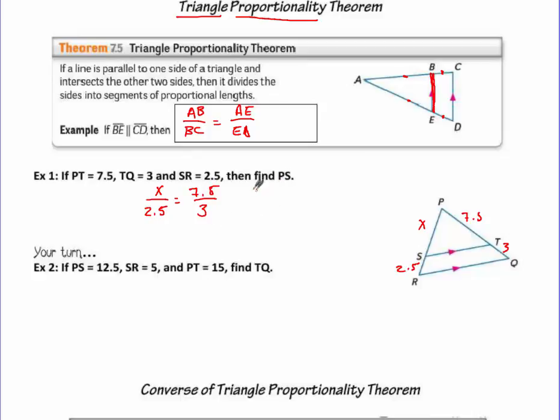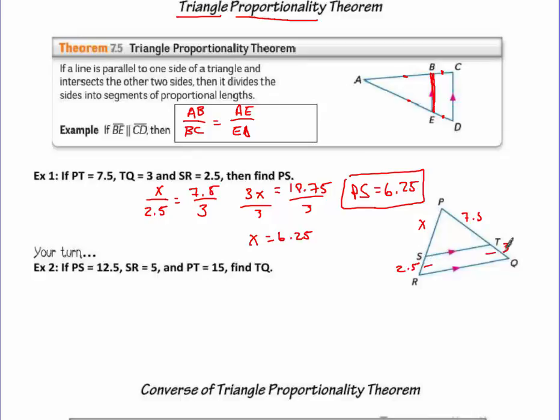And we cross multiply, we get that 3x equals 18.75. And then we divide both sides by 3, and we get that x equals 6.25. So our problem, PS equals 6.25. And you can always check and see if your answer seems reasonable because 2.5 is less than 3, and 6.25 is less than 7.5. So that's a reasonable answer.